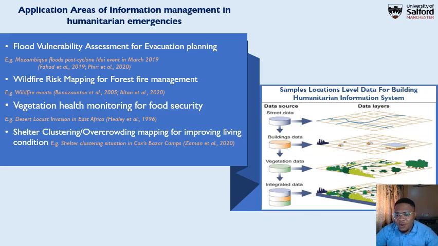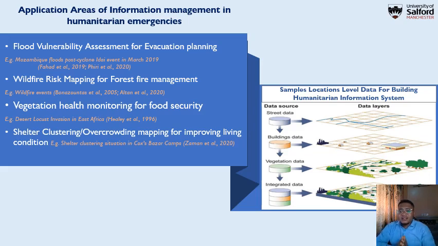Also, vegetation health monitoring for food security, and we could see that in the desert locust invasion in East Africa, how the desert locust information management system has been able to provide needed support in terms of understanding where is affected, how many people are affected, and what resources and gaps are available for curbing the desert locust invasion.